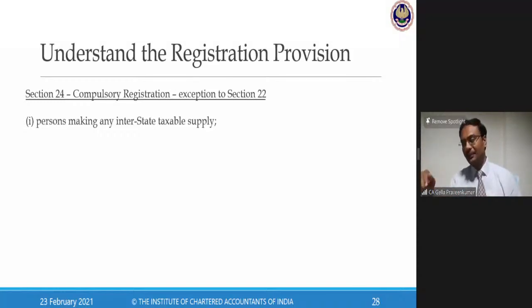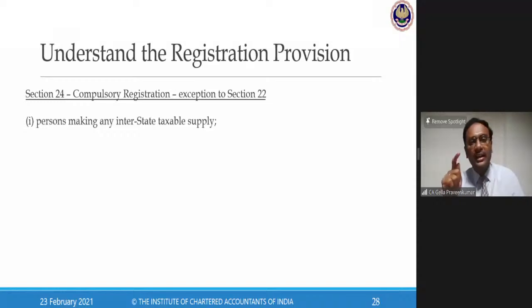I also have a part-time business where I do a trading activity. I buy some goods from a person, I also sell goods to another person. Then the threshold limit under 20 lakhs, which is under section 23, is set aside because that is applicable only for a service provider. The moment I have supply of goods and supply of services, then interstate supply gets triggered, and compulsory registration comes into picture.